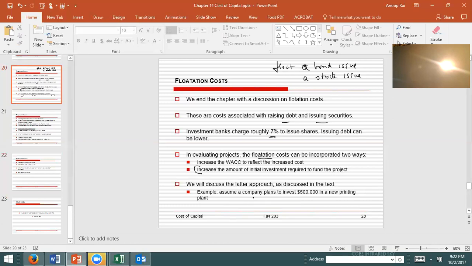And again, let's just do an example. That's the best way to do it. So assume a company plans to invest $500,000 in the new printing plant.